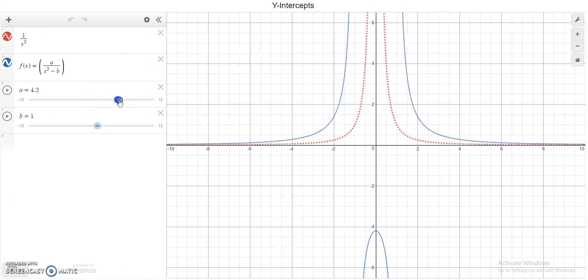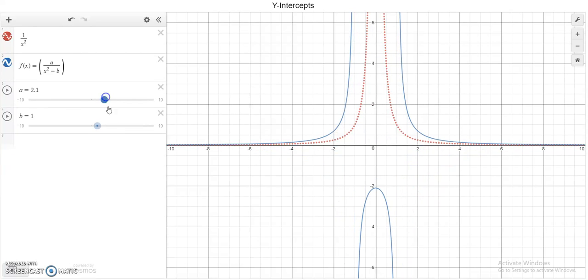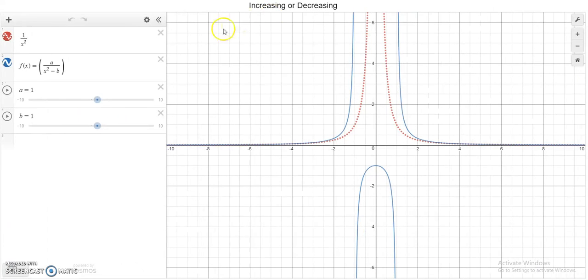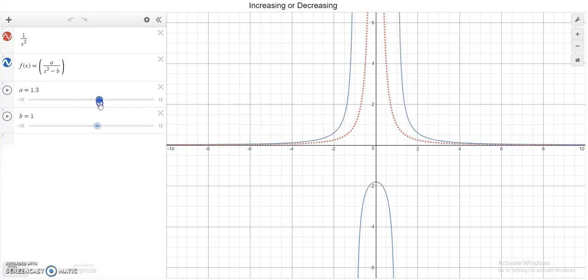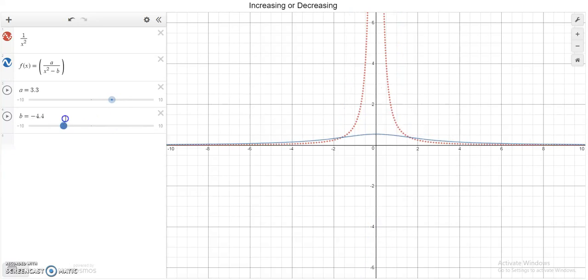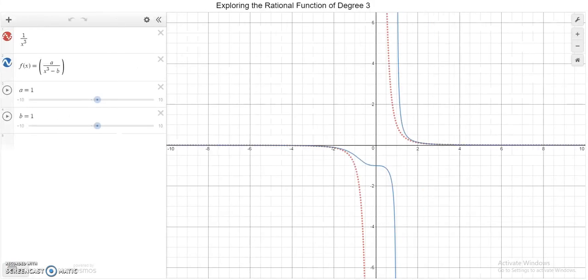Same with the y-intercept, just like the other one. You just play with the sliders just to notice how it intersects each point. Same with increasing and decreasing. Just play with the sliders and notice how it changes directions, and how the upside down parabola or the regular parabola, depending upon what your A value is, changes using B and A, and how that affects the increase and decrease in values. So of the 3rd degree, once again I have the sliders.